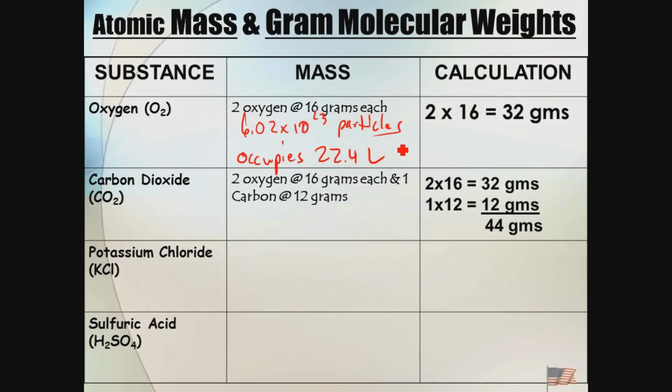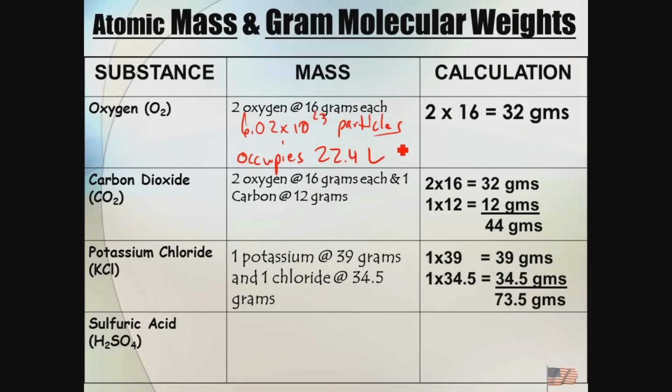Now that volume that we're talking about is only true for gases. These next 2 are not gases, but the same rule applies. We want to talk about a mole of potassium chloride. What do I need to do? Identify the elements, potassium and chloride. Figure out what their gram molecular weight is. Look at the periodic table. Add them together. Change the units to grams.